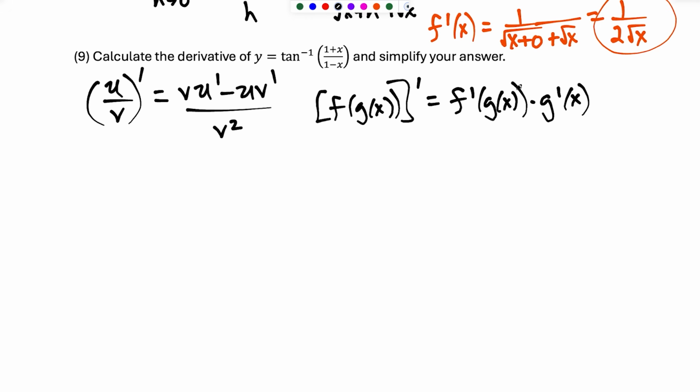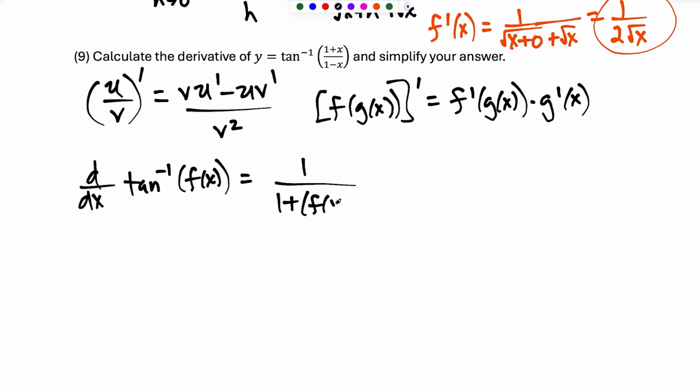It does help sometimes to know the chain rule variants. Like I could say something like this: when I derive tangent inverse of a function, I get 1 over 1 plus the function f of x squared, and then I multiply by the derivative of f of x, so I get f prime of x on top. If you want to know these chain rule variants, you can, but for this question, you just have to be really strong with the chain rule, and you also have to know how to do the quotient rule.